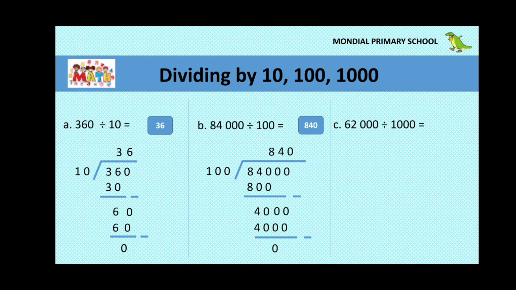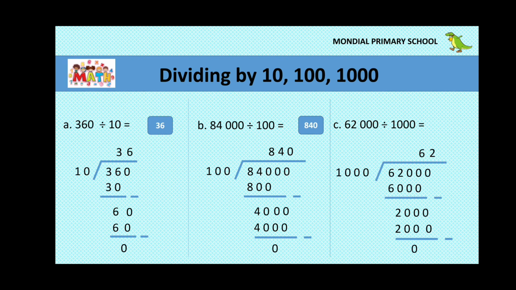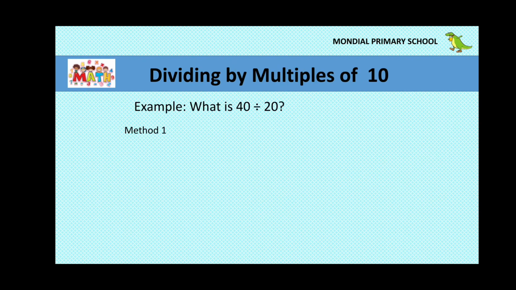How about C? 62,000 divided by 1,000. Do the same way as the previous ones, and you will get 62 as the result. Now, dividing by multiples of 10. What is 40 divided by 20? You can use either the first or the second method to find the answer.